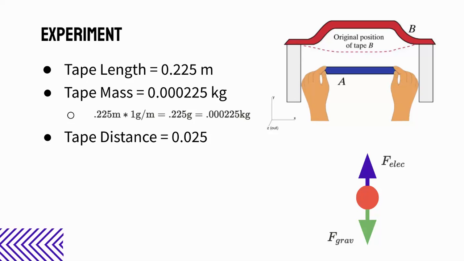Next, I arranged the tapes as seen in the diagram on the right. I brought tape A close to tape B until tape B started to float. By arranging them this way, I could use Newton's second law and the fact that the system is in equilibrium to determine the charge of tape B. This is evident in the force body diagram on the right. I also have here the important observations from my experiment, like the tape length, mass, and the distance from tape A at which tape B began to float.